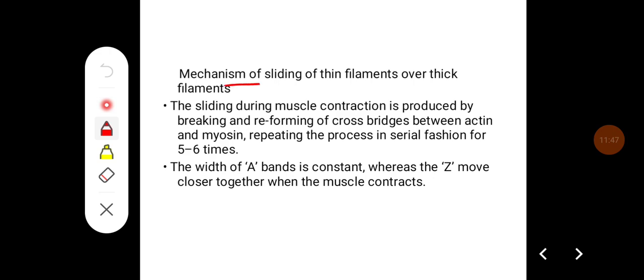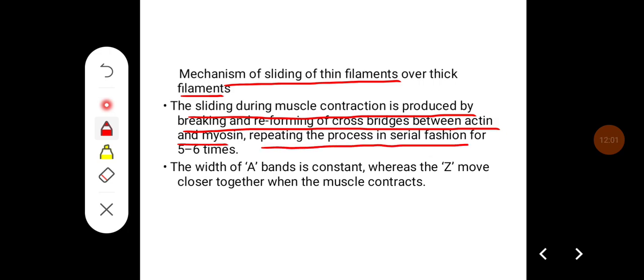Then the mechanism of sliding of thin filaments over thick filaments. The sliding during muscle contraction is produced by breaking and reforming of cross bridges between actin and myosin, repeating the process in a serial fashion at least 5 to 6 times. The width of the A bands is constant, whereas the Z lines move closer together when the muscle contracts. It leads to shortening of the I bands.